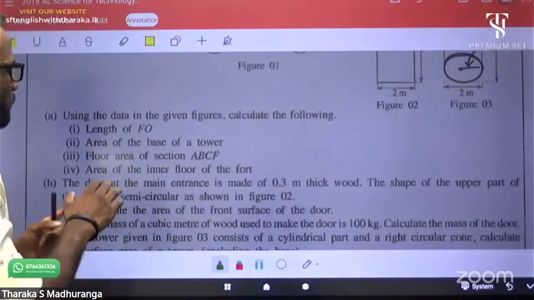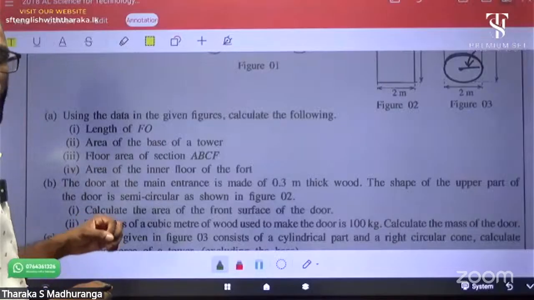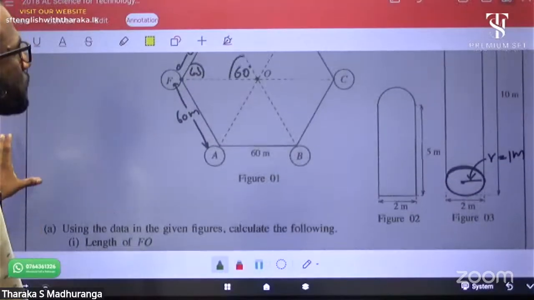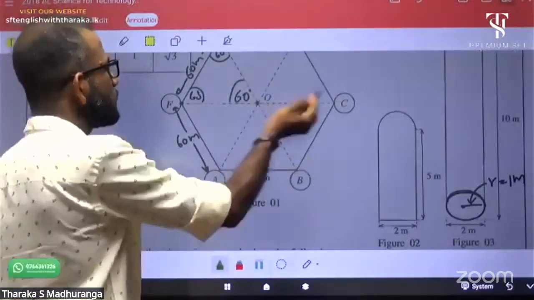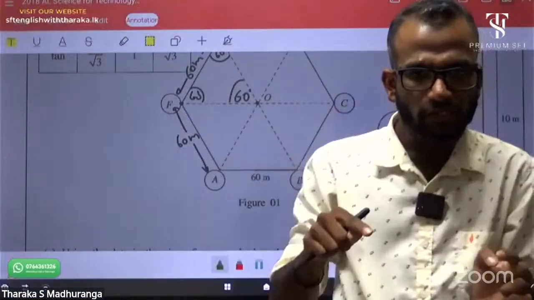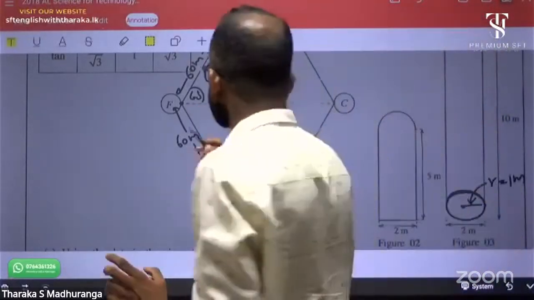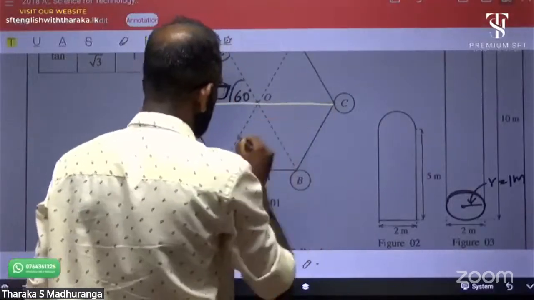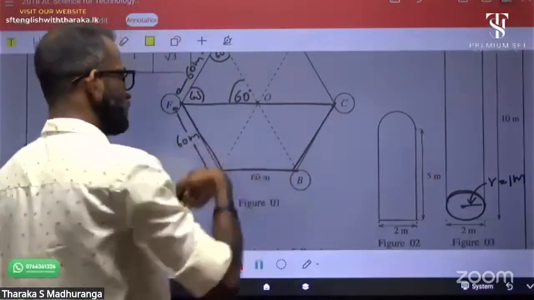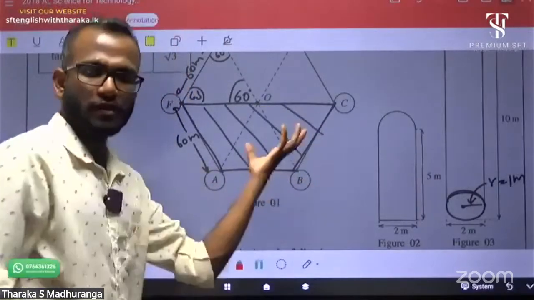Next one. The floor area of section ABCF. You have two options. You can get the area of one triangle and multiply by 3. Without that, what is this total shape? ABCF. What is this total shape?